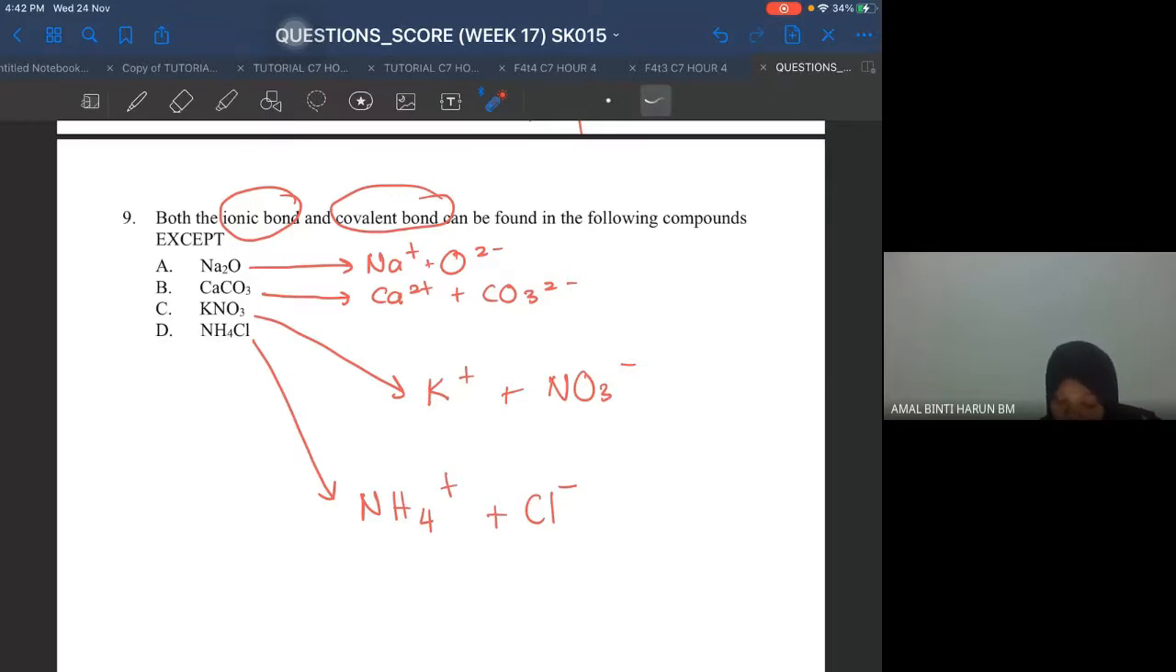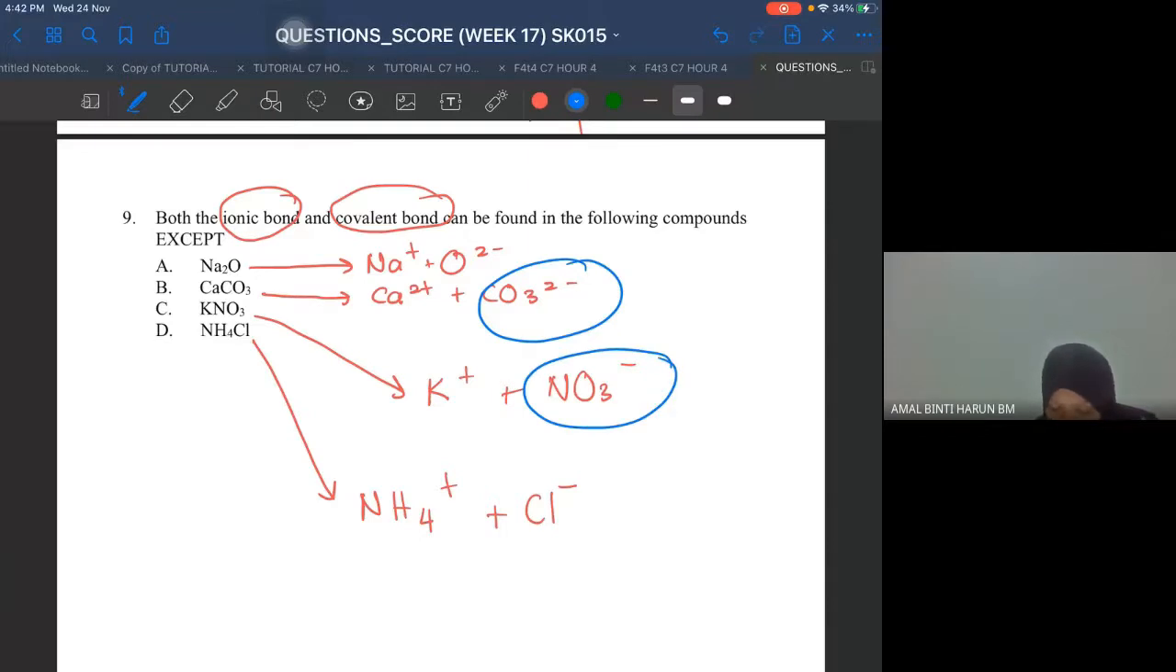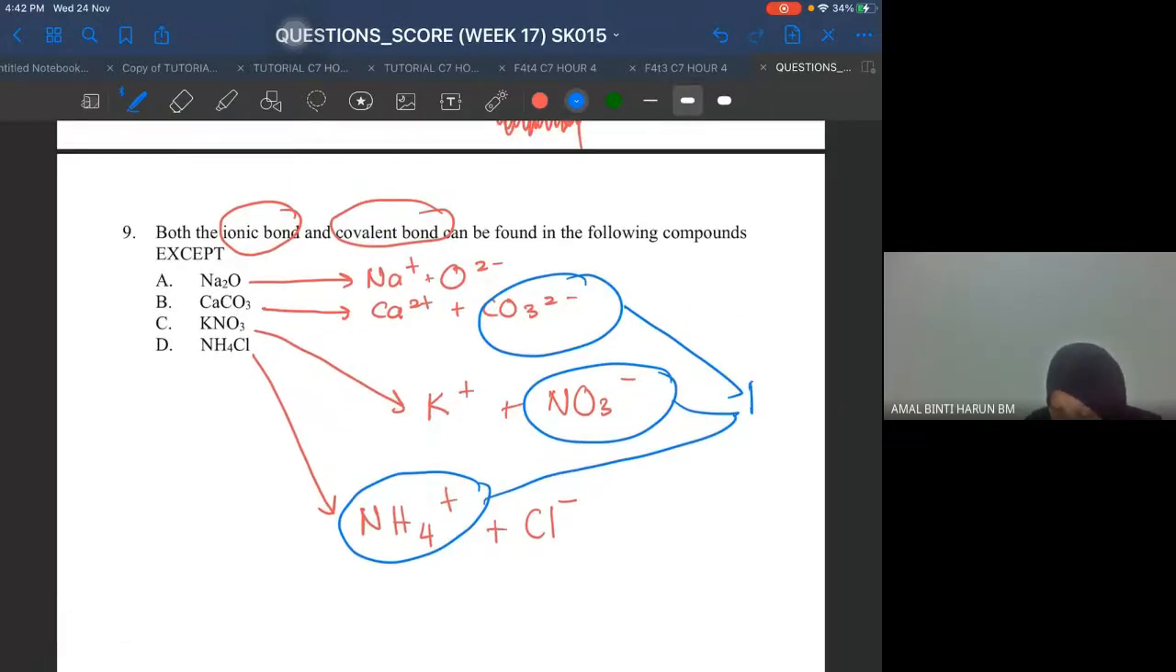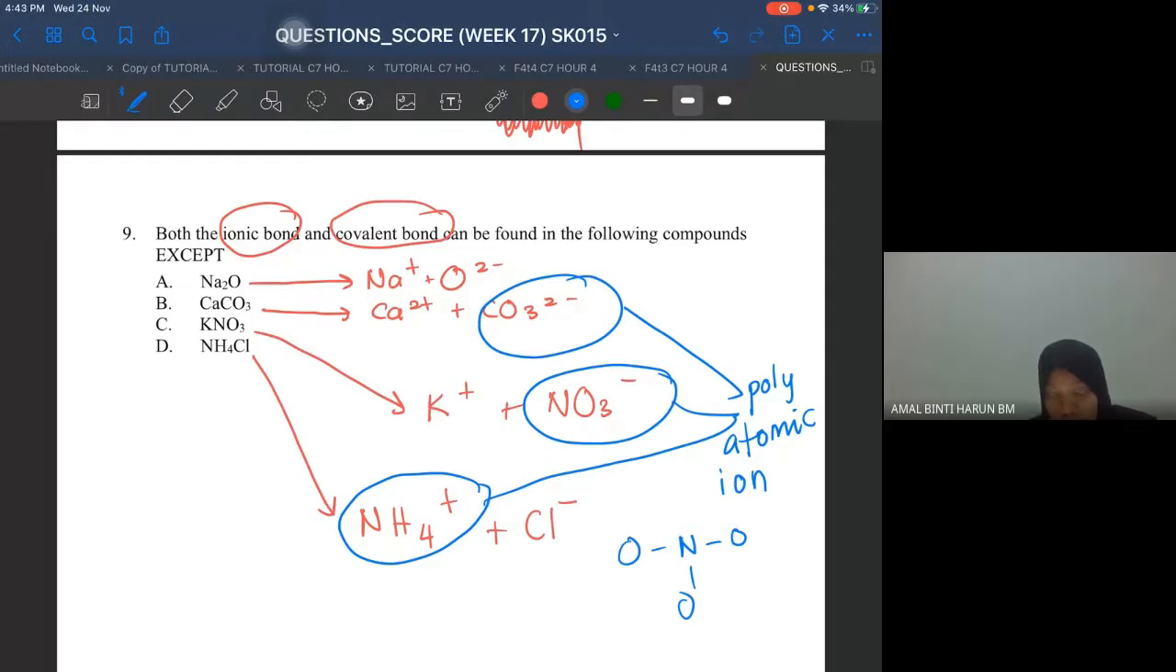But the covalent, kita tengok. Covalent. Dalam CO3 2 minus, CO3 2 minus, NO3 minus, NH4 plus, we call it as polyatomic ion. Meaning that the ion that is made up more than one ion. So macam mana nitrogen connected to the O? Of course they are sharing the electron. Carbon pun sama, share dengan O.